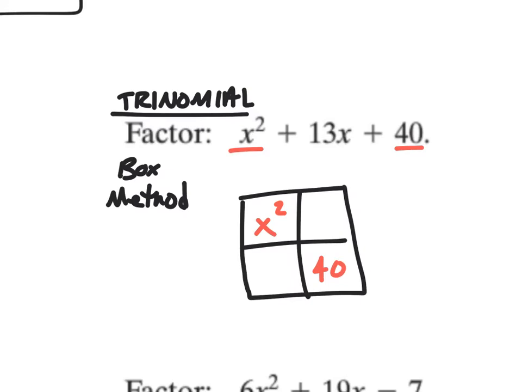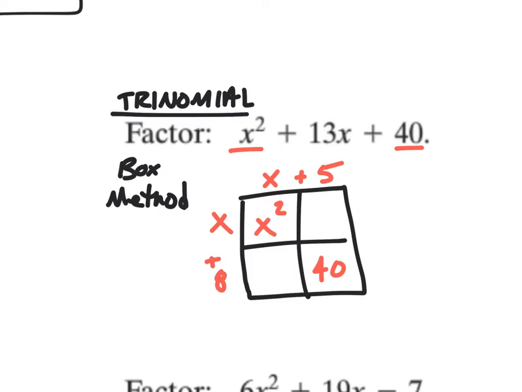Okay, now what I need to do is figure out 2 numbers that are going to multiply to x squared. All right, so that's going to be x and x. Now, I want 2 numbers that are going to multiply to 40. But remember that both of these boxes here and here need to add up to 13x. So we've got to be a little strategic about this. And what I want to think about, 2 numbers that multiply to 40 that would also add to 13, would be 5 and 8. So I'm going to do plus 5 here, plus 8 here.